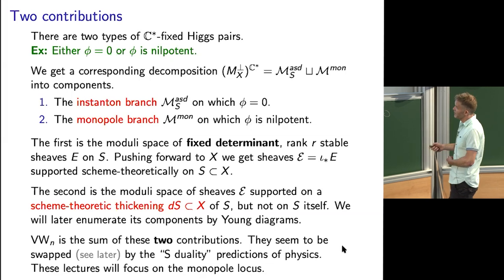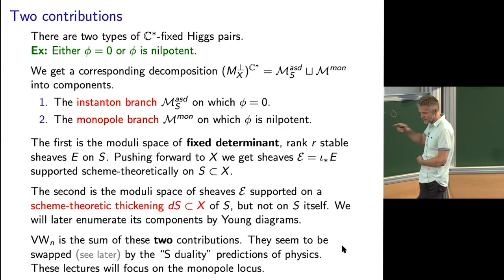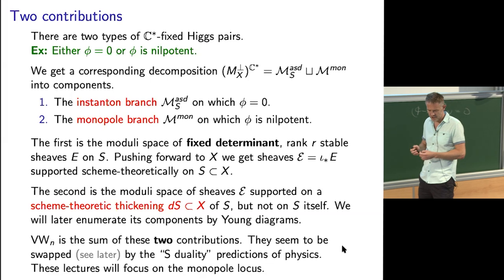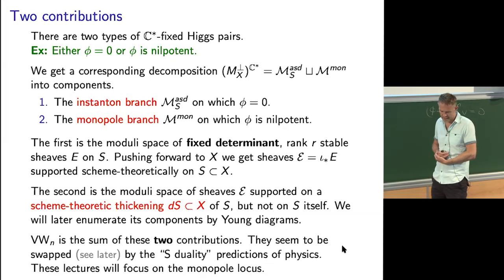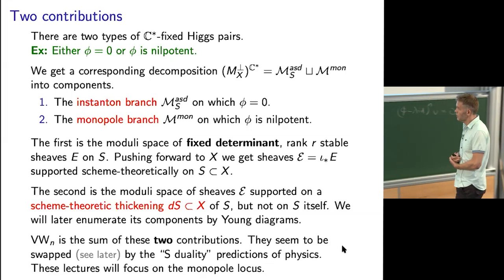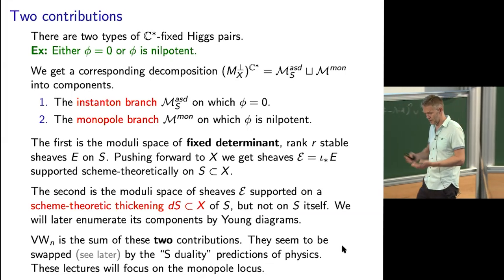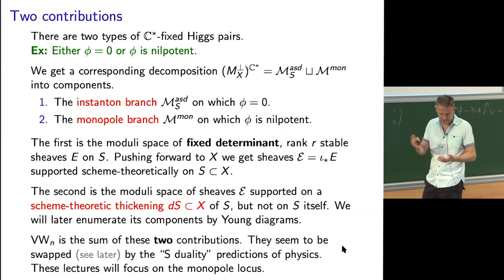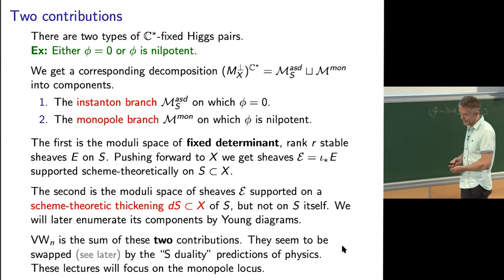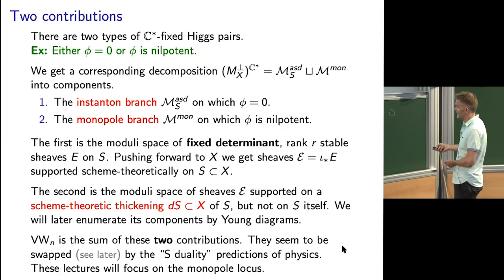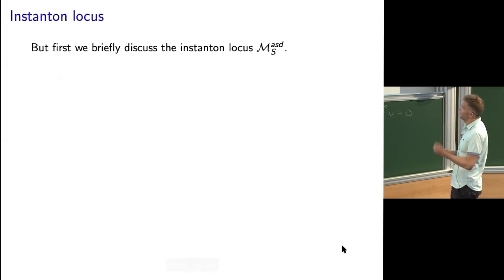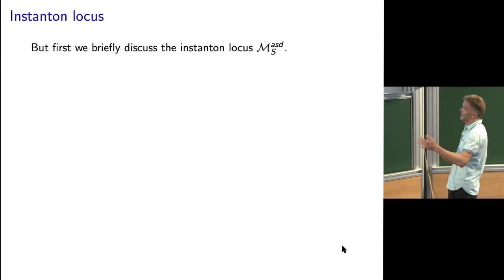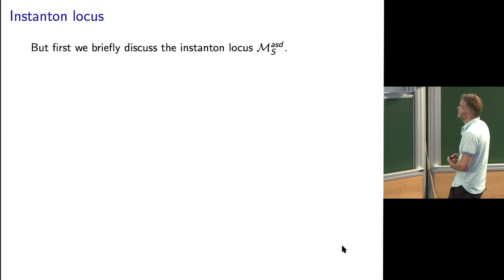Okay. So I'm going to focus on the monopole locus, because the other locus, the instanton branch, is where people made lots of progress over 25 years. The latest progress is by Lothar and Martin Kool, and a lot is known about that. Mainly I'm going to focus on the monopole locus, but to start with I will talk about this instanton locus very briefly, and I refer you to Lothar's lecture for more information.